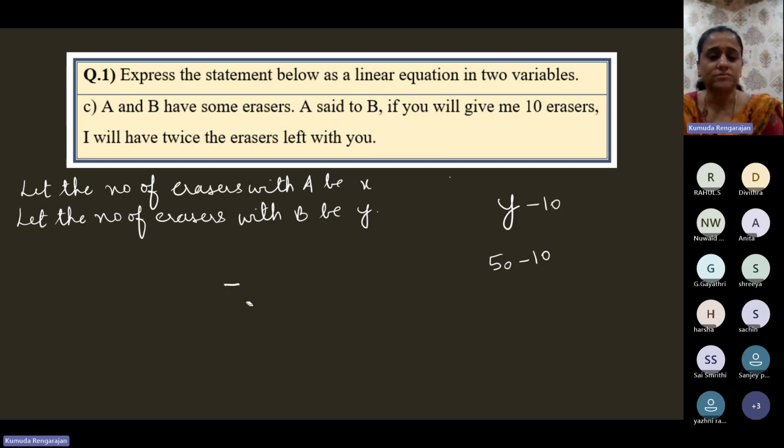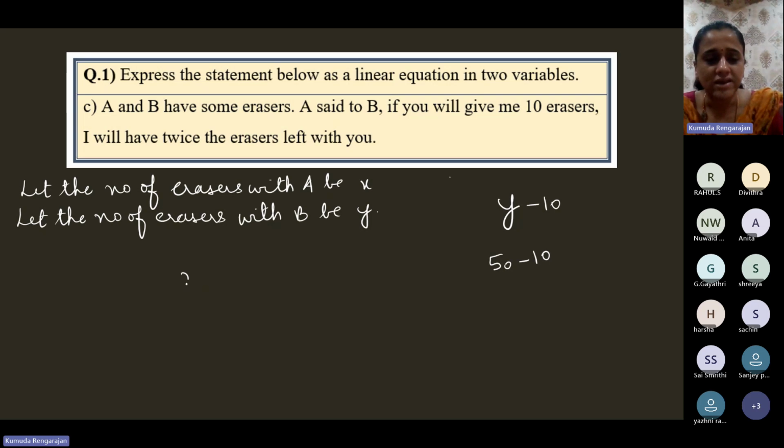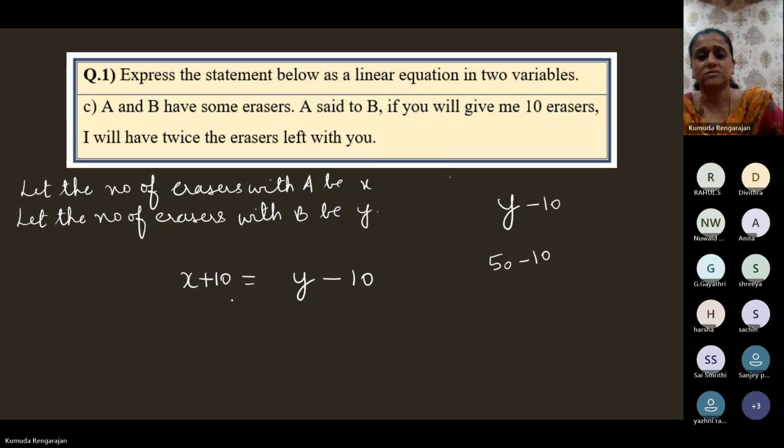See, we'll do it again. A has X. Put an equal to sign. B has Y. Now B has to give. If B has to give, he will have 10 erasers less, so minus 10. A is receiving, so he'll have 10 erasers more, so plus 10. Now when B gives and A receives, what will be the equation like?